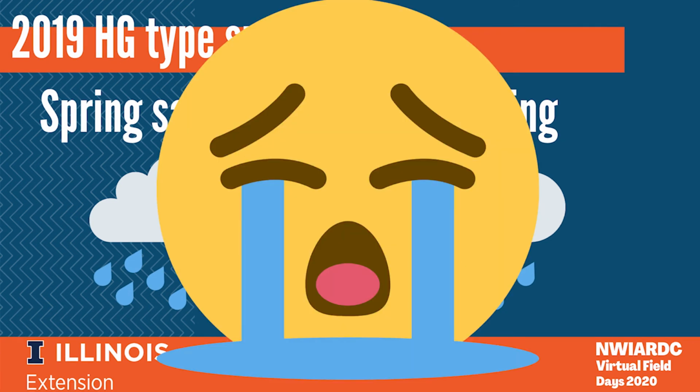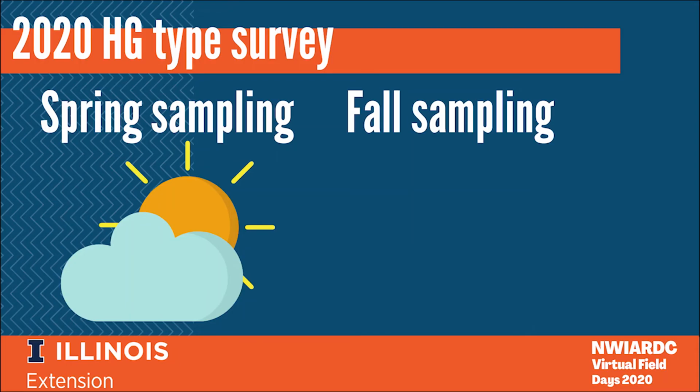However, this survey has progressed into 2020. We've collected a good number of samples this spring. We don't have any results yet from the 2020 survey. As I mentioned earlier, this HG type testing process can take at least 2 months. So we'll hopefully have those results later this year, and also hopefully get some more samples yet this fall.